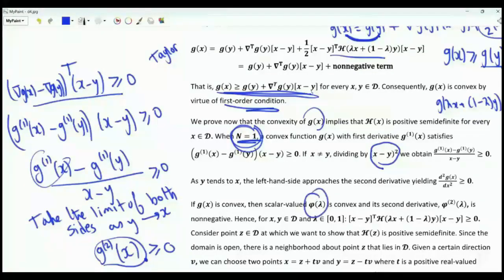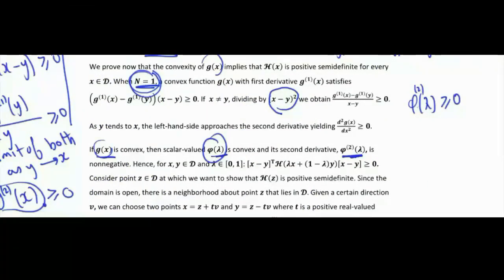The trick here is to use function phi, which is a function of the scalar lambda. We have proved that g of x is convex if and only if phi of lambda is convex. If g is convex, phi is a convex function. And by this argument here, phi, which is a function of one variable, because it's convex, its second derivative with respect to lambda is non-negative.